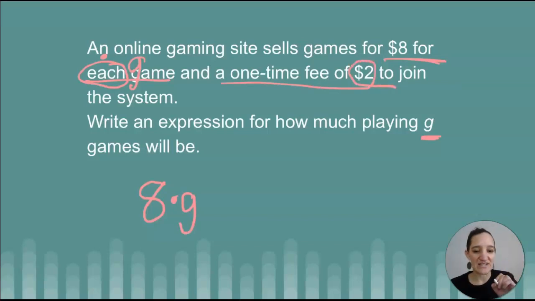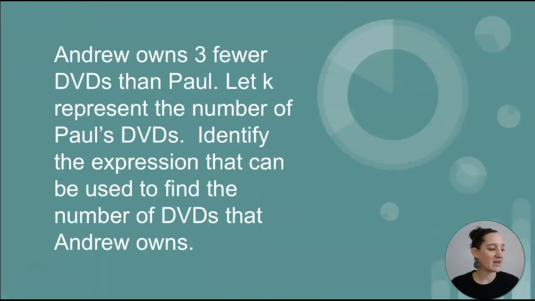So if it's just one time, it's not for each game, is it? So you have to pay for each game, $8 for each game, and, or you could also say plus, or in addition to that, you have to pay $2 to join the system. So that would work, even if you wrote it like this, $2 to join and then $8 per game after that. Both of those will work.